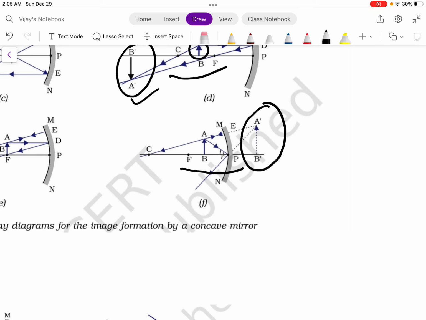So you can see this is the object height and this is the image height. So the image height is more. So the image is erect, the image is enlarged, and the image is virtual. So these are the 6 ray diagrams as far as the concave mirror is concerned.